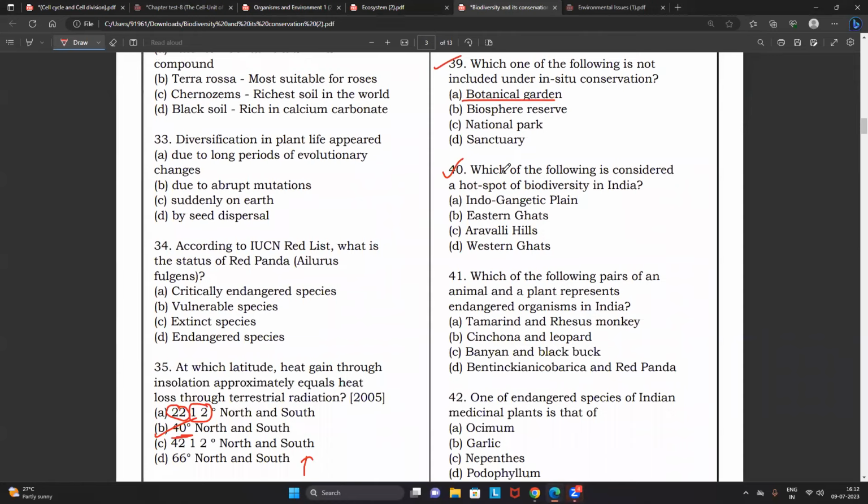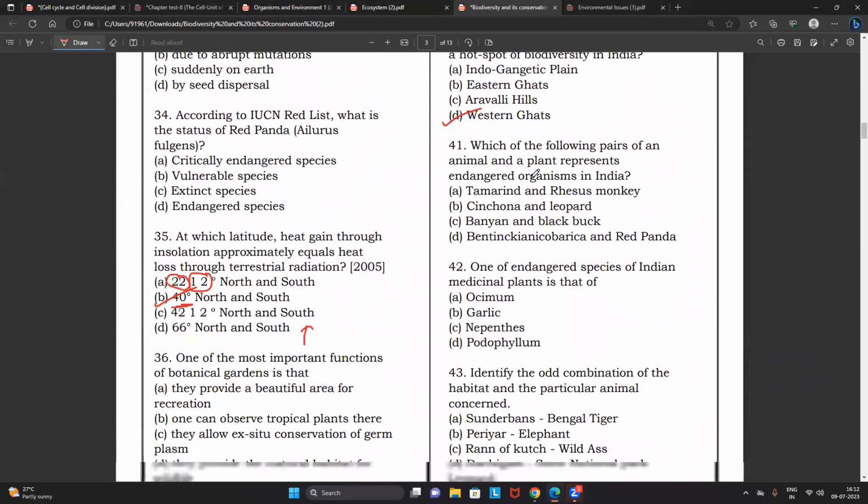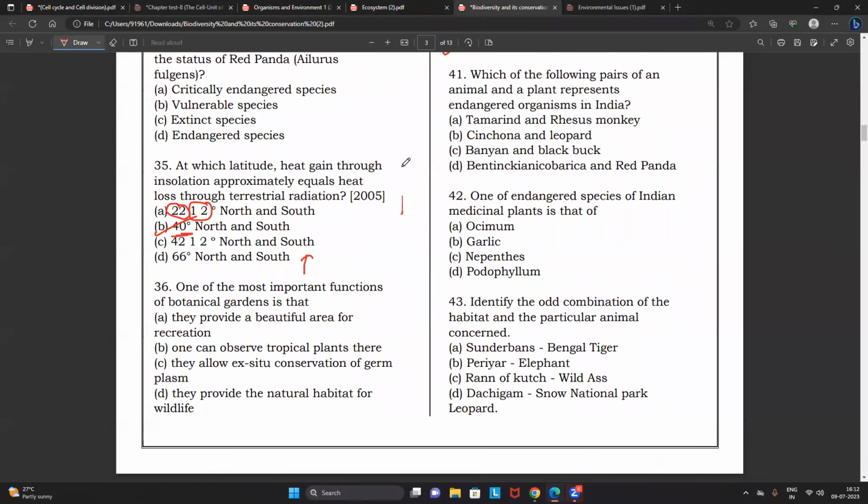Question number 40. Which of the following is considered as the hotspot of biodiversity in India? Think and answer. What was that, friends? It is the Western Ghats, right? No need to get confused. It's a very, very important question.